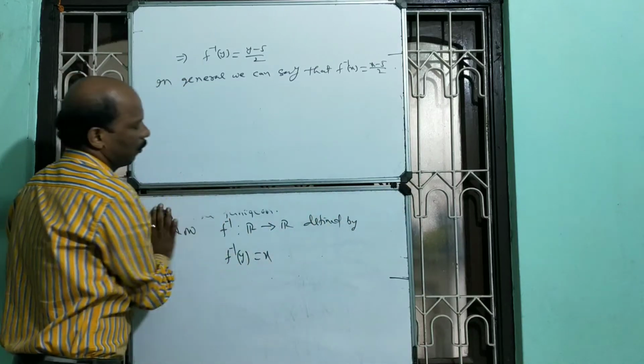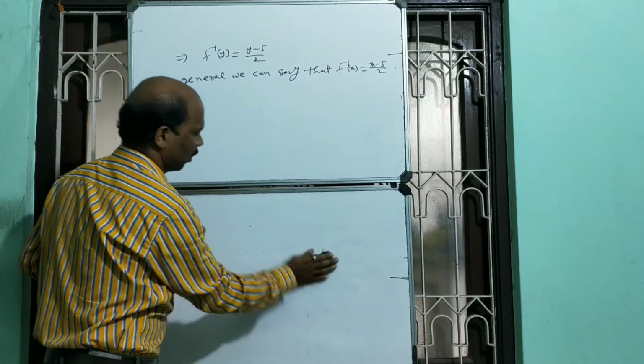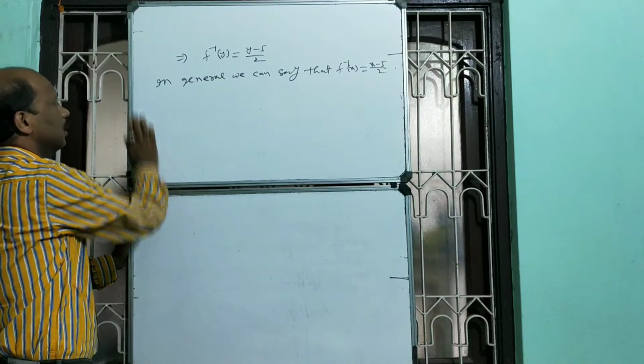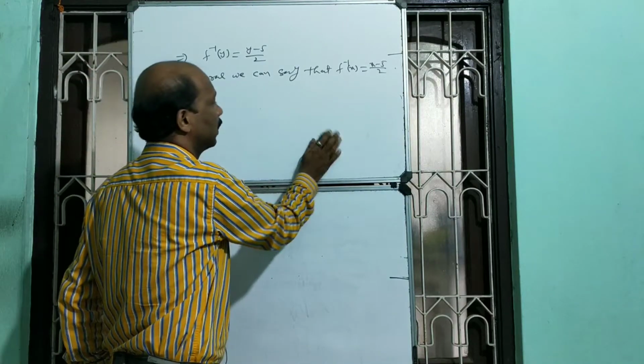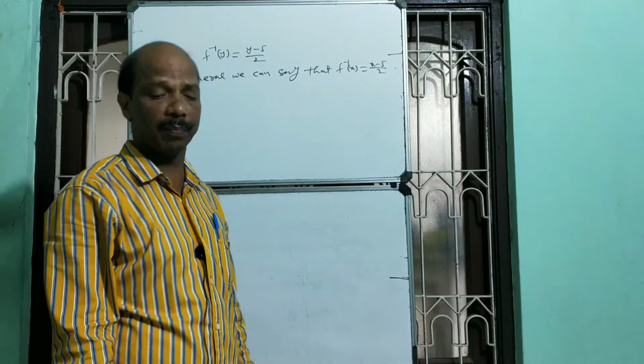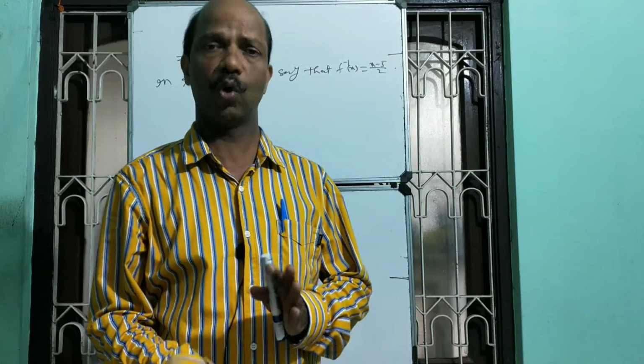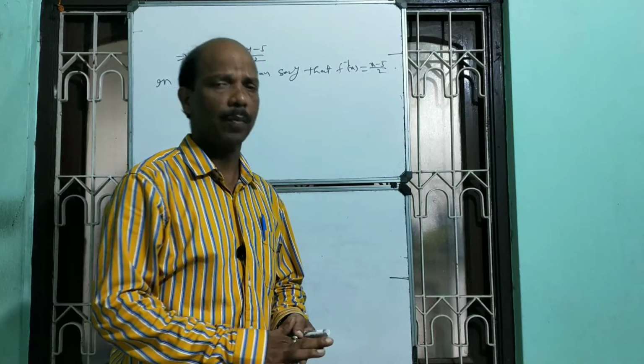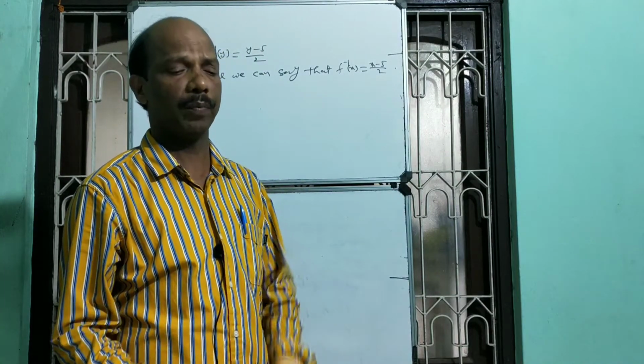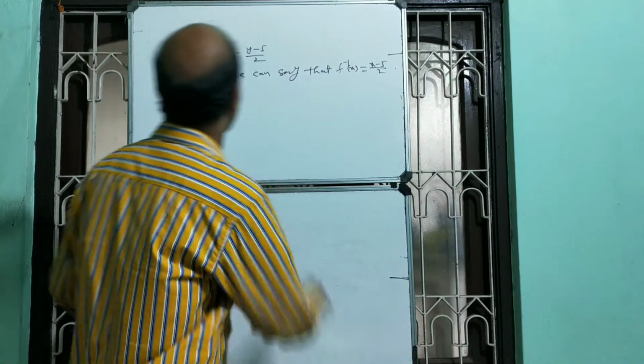Another important point: if the function is invertible, then it must be injective and surjective. For injective, the domain of the function is responsible. For surjective, the codomain of the function is responsible. We'll do another problem.